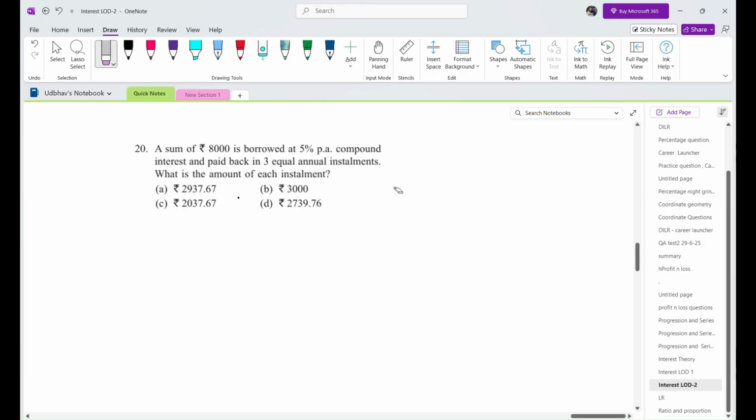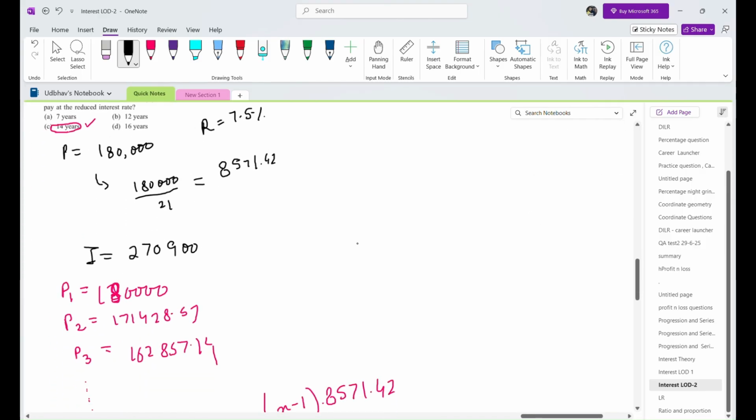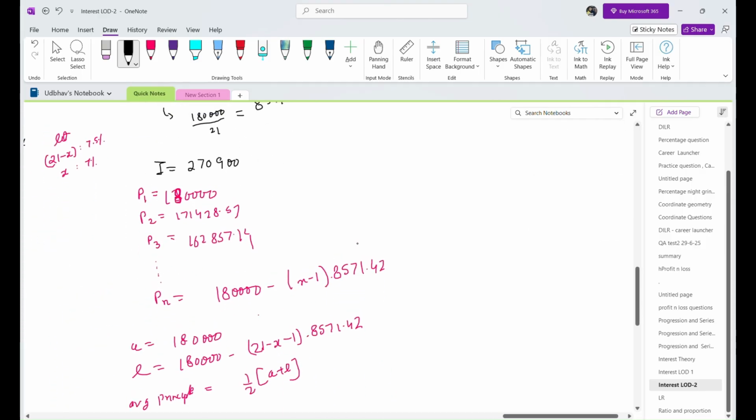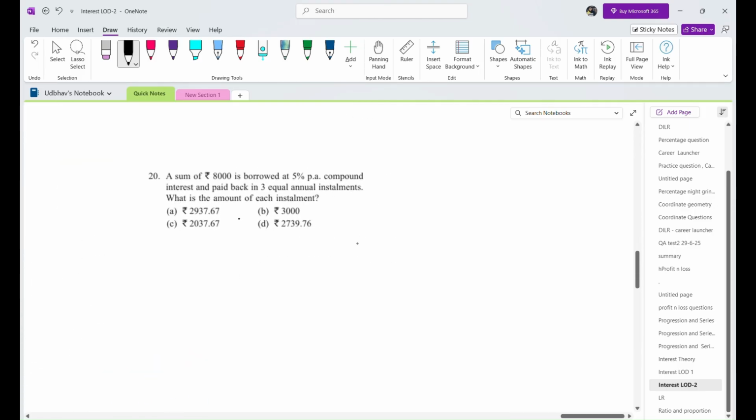So moving on to the next question. Question number 20. A sum of 8,000 is borrowed at 5% per annum compound interest and paid back in 3 equal installments. What is the amount of each installment? Right. So we have to find the installments. This is the second question where the installments are coming. We have solved one question similar to that. We'll see.